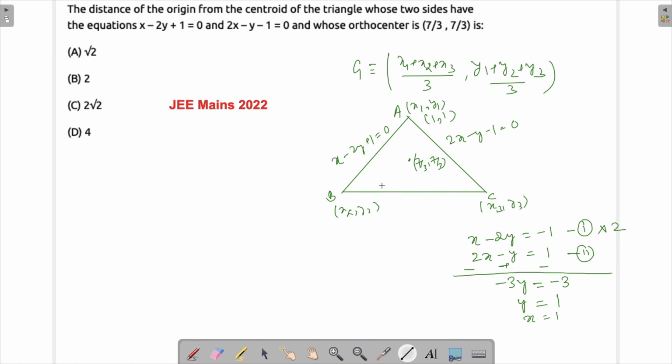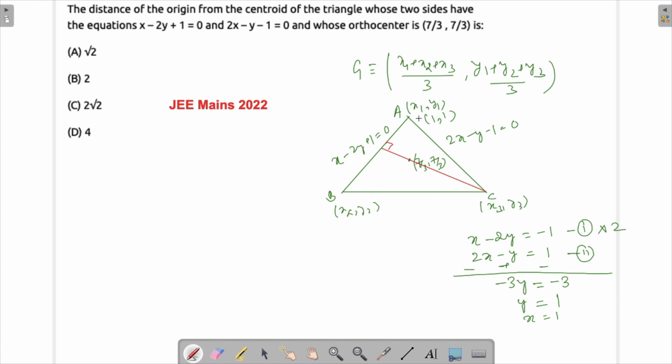So what we are saying here is that there is going to be a perpendicular which would be drawn through this and it will be meeting here. So I'll have to find out the equation of this line which is going to be perpendicular to this line. And then of course it is passing through (7 by 3, 7 by 3).